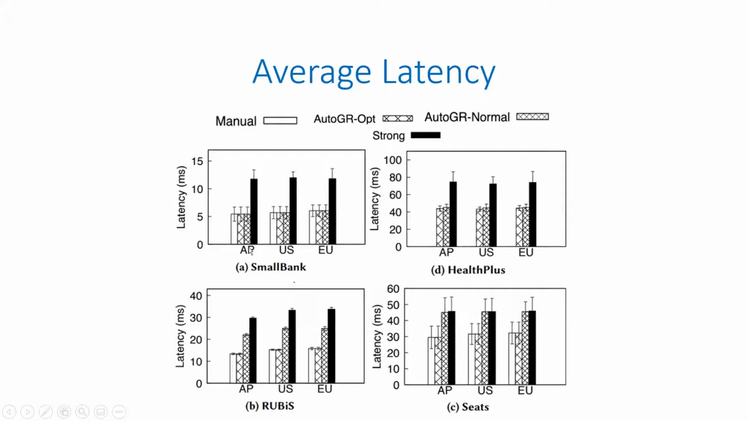Their geo replication is happening at 3 places: Asia, US, and Europe. They do have a manual analysis, where they completely did everything manually, went to the control flow graph and found the restrictions. Everything is done manually from their code. And the optimal version, like AutoGR OPT, is the optimized version of AutoGR, where they actually incorporated 2 optimizations.